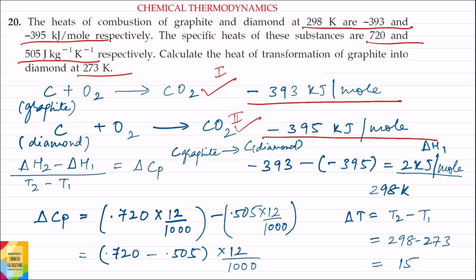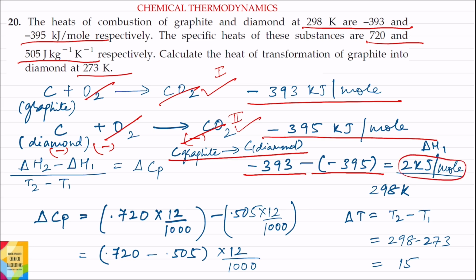On subtracting equation 2 from equation 1, these all will become negative. Carbon negative, oxygen negative and carbon dioxide negative. So oxygen will get cancelled. Carbon dioxide gets cancelled. And we get the equation graphite changing into diamond at 298 Kelvin. Subtracting the delta H value of heat of combustion of diamond from heat of combustion of graphite, we get delta H value of conversion of graphite to diamond at 298 Kelvin, which is 2 kilojoules per mole.